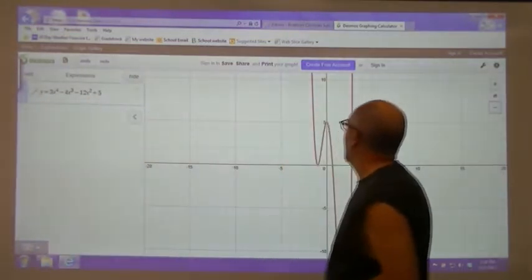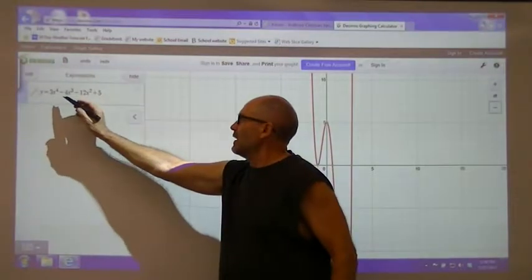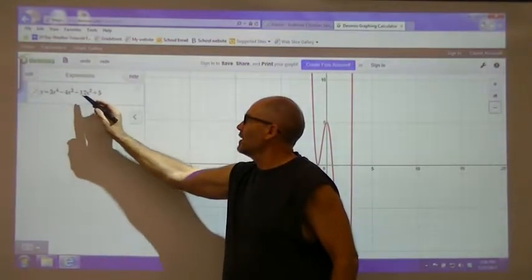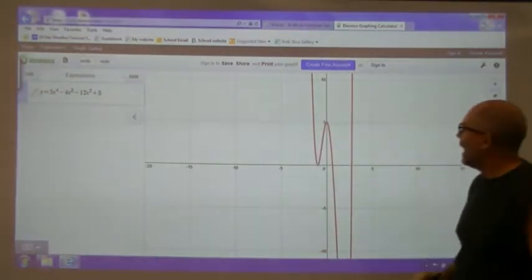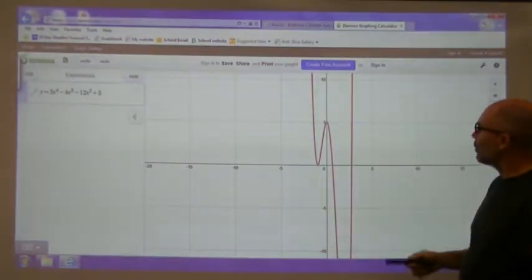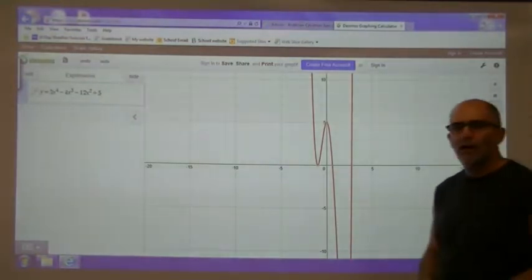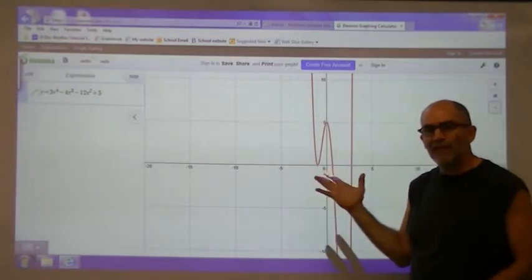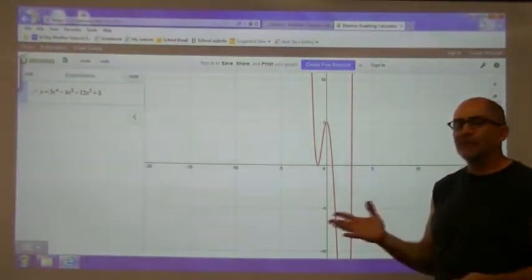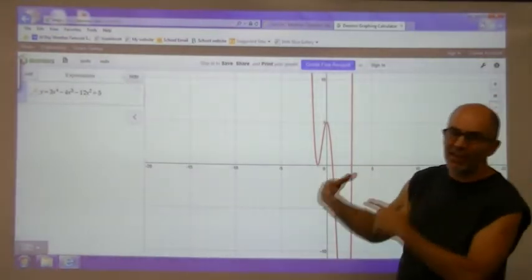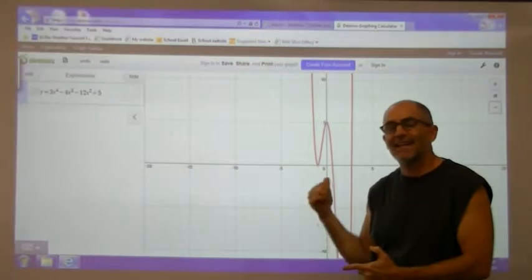All right, here's a graph of the function f of x equals 3x to the fourth minus 4x cubed minus 12x squared plus 5. And here we have the benefit of a computer that will graph it for us. But remember, back in the 1700s when Sir Isaac Newton developed calculus, they didn't have graphing calculators. They didn't have computers.